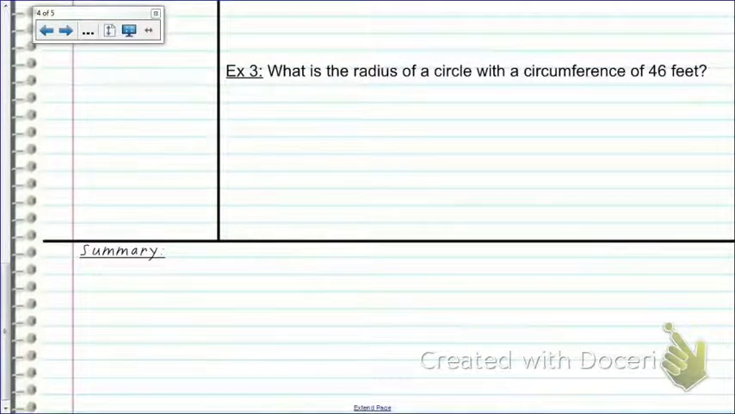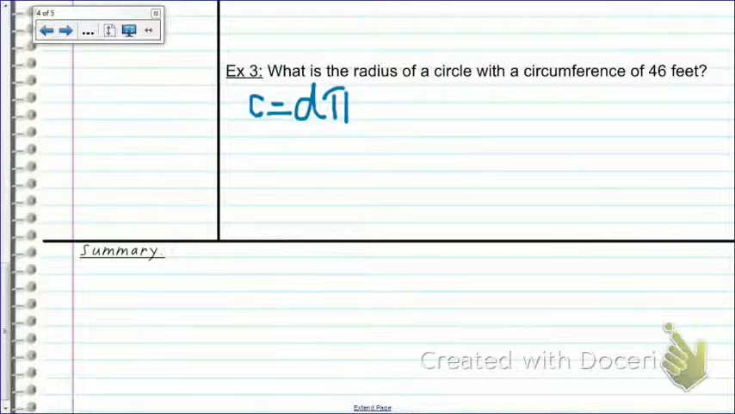Example 3 is, what is the radius of a circle with a circumference of 46 feet? Do we have a formula for using radius and circumference? Yes. What's the formula, Kiki? Do you know? Does anybody remember? So we know that circumference equals diameter times pi.